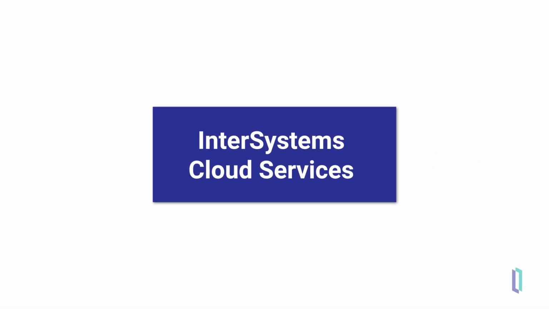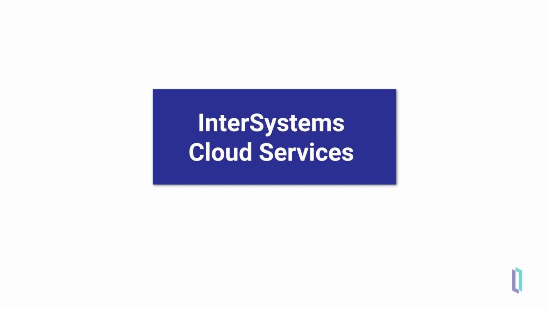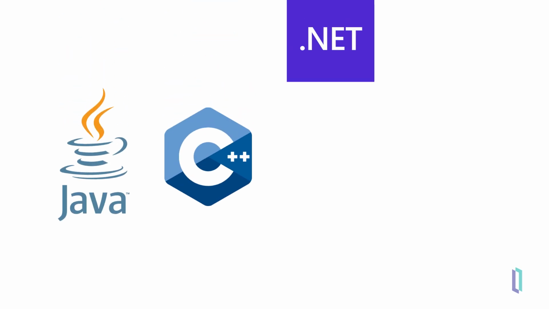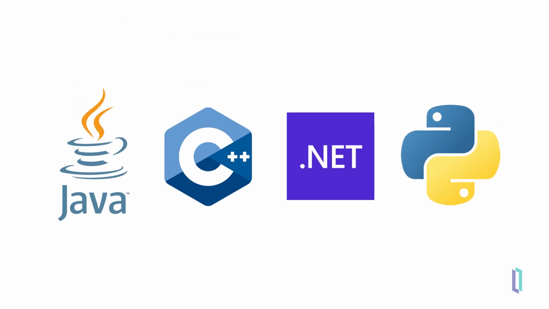InterSystems Cloud Services let you manage your data in the cloud and take advantage of easily scalable storage and compute resources without on-premises infrastructure. To connect your application to these services, you can use the flexible, secure, and high-performance driver technologies that come with InterSystems Cloud Services. Whether you are working with Java, C++, .NET, or Python, the process follows the same general steps.